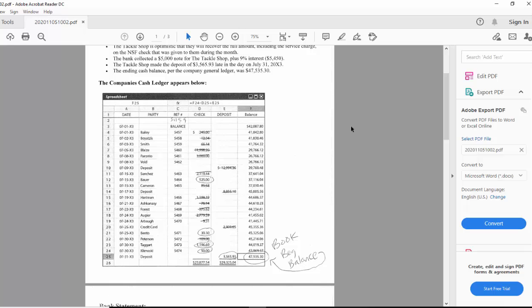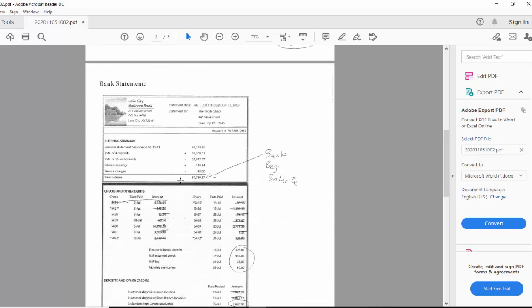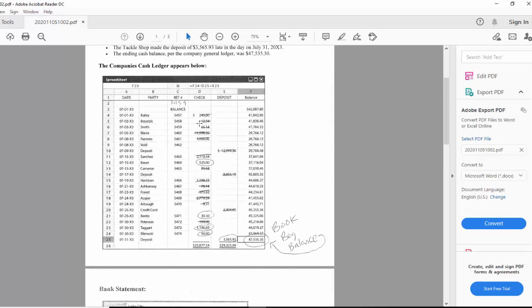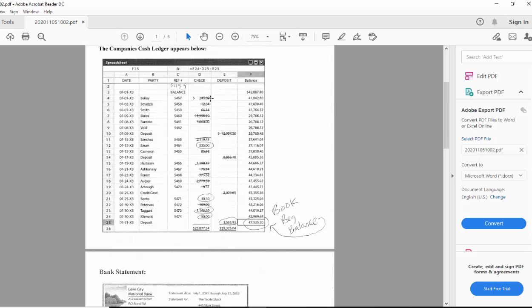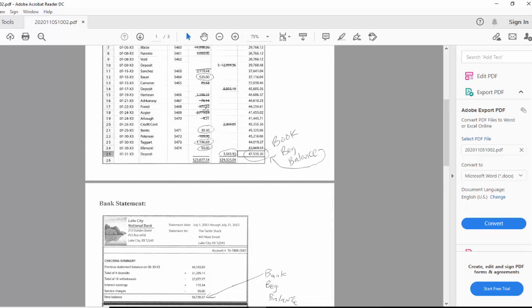So the way I would do this if I was doing this by hand would be to sit here and say, okay, let's take a look at check number 5457 for $245. Did it clear? 5457, 245. So I'll draw a line through that. Let's take a look at the next one, 5458 for $12.34. Did it clear? Yes, right there.